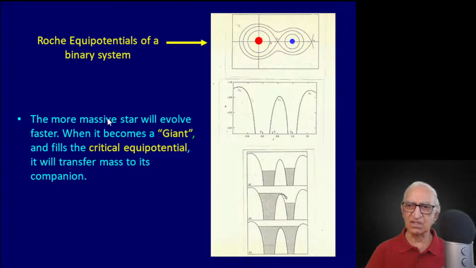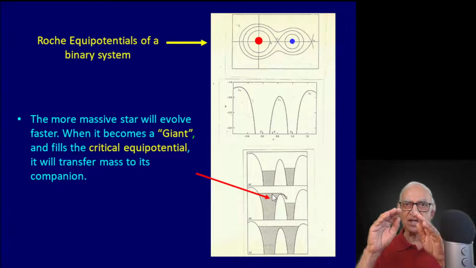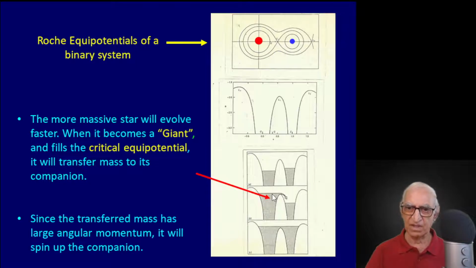Now, the more massive star will evolve faster. Let us say this red star is the more massive star. It will evolve faster. When it becomes a giant and fills the Roche lobe, it will transfer mass to the companion, as I just said. In this figure, what will happen is that the star fills the gravitational potential and reaches a point where the gravitational pull due to the companion star is just as strong, and the matter will flow from star A to star B. Since the transferred mass has large angular momentum, it will spin up the companion.